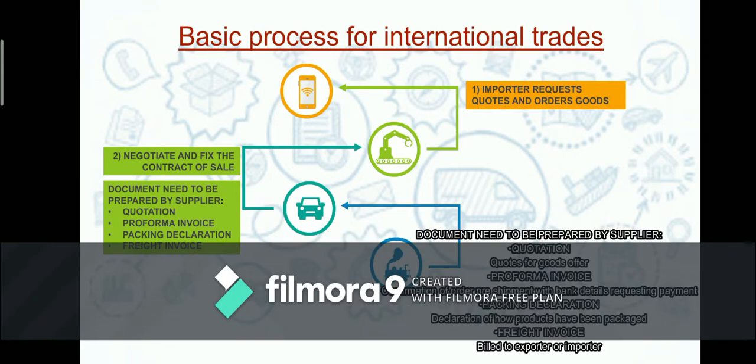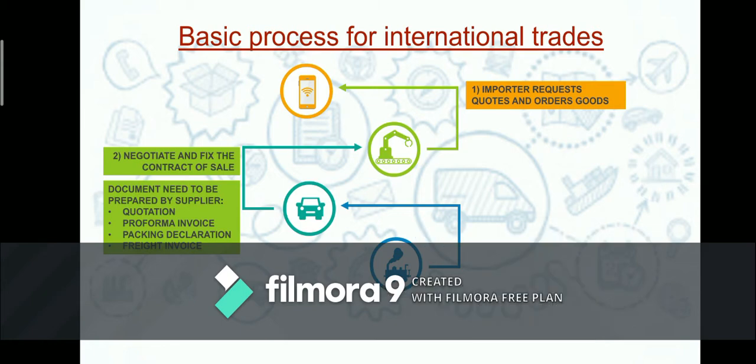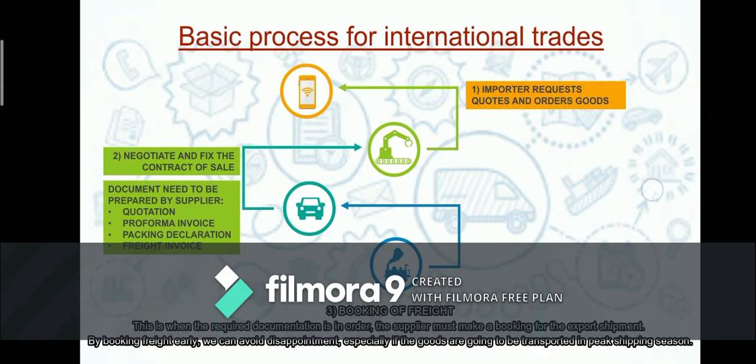These are the documents that need to be prepared by the supplier, such as the quotation, that is the quote for goods offered. Next is the pro forma invoice, that is the confirmation of order pre-shipment with bank details requesting payment. And the next is the packing declaration. It's the declaration of how the product has been packaged. And the last one is the freight invoice. It's the bill to exporter and importer. That is the example of documents that need to be prepared by the supplier.